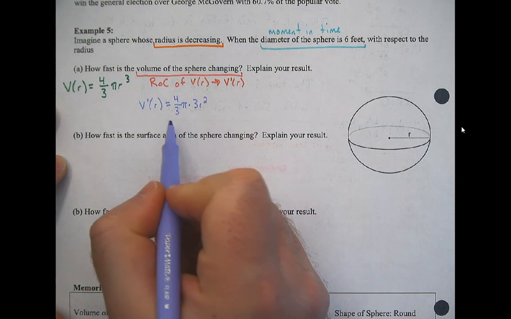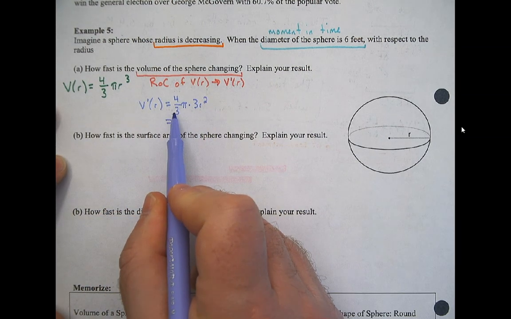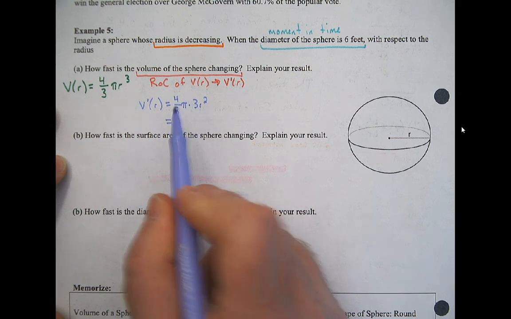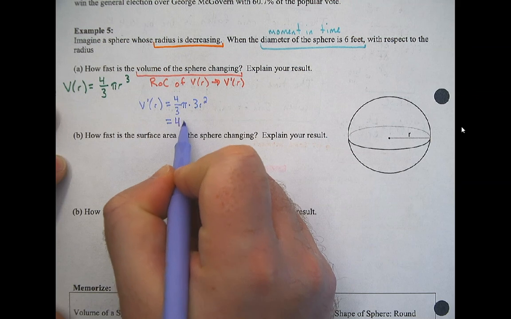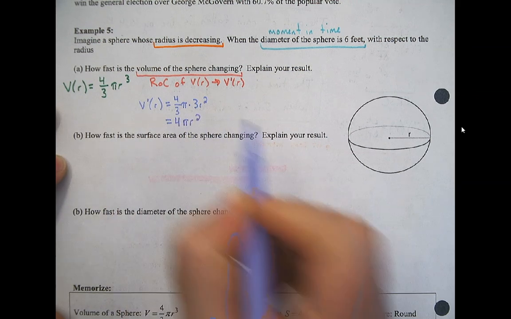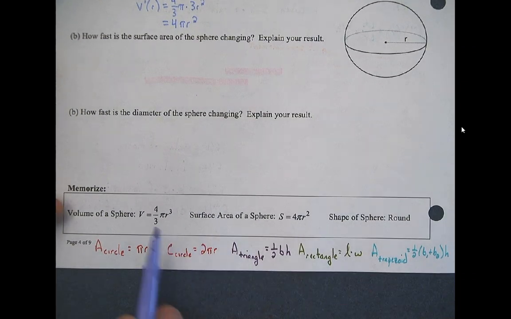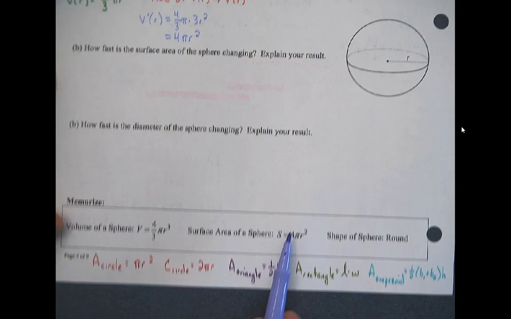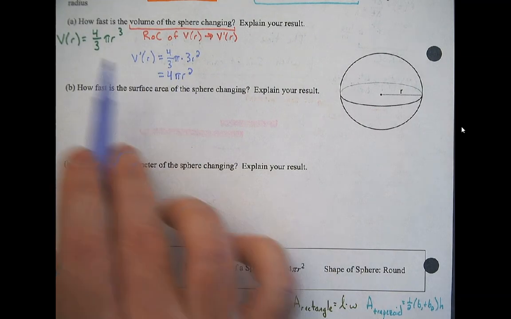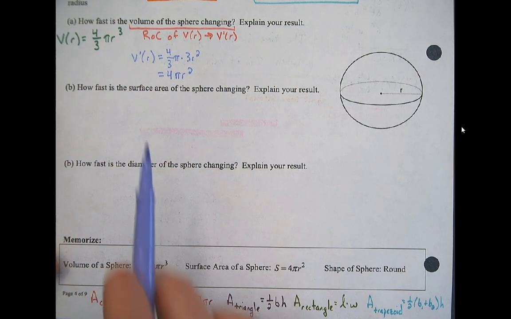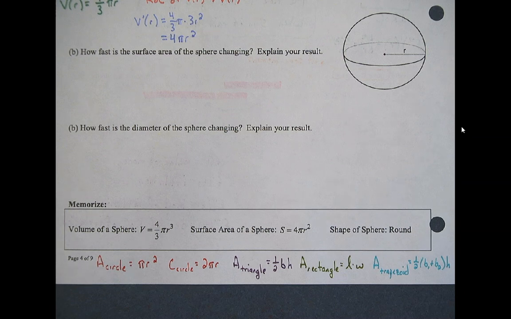And now we can clean this up. The 3 and the divide by 3 would cancel each other out, or you could do 3 times 4 is 12, divided by 3 leaves you with 4 pi r squared. Okay, so here's our first OMG moment. Look down below. Volume, surface area. Look at what the formula is. Look at the connection between the volume and the surface area. It turns out that surface area is the derivative of volume.